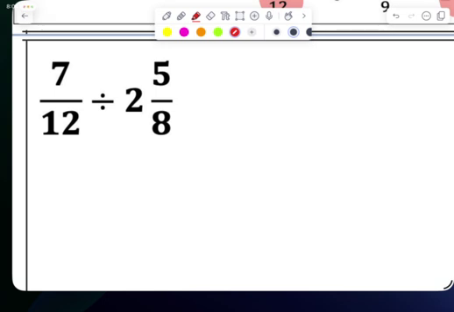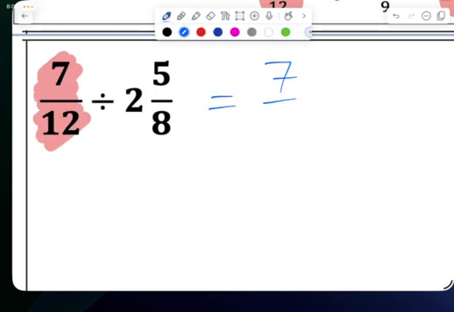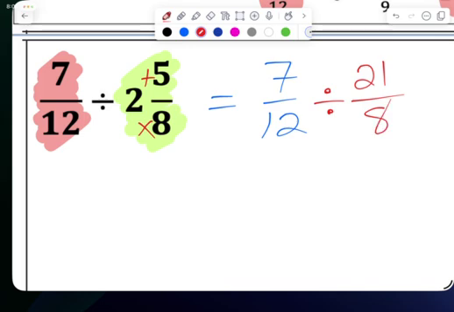This is a trick one. This is why I'm doing this one last. Do you notice that this is not a mixed number? It's already a fraction. So just keep it the same. 7/12. Then I'm going to look at the second number, 2 5/8. That one is a mixed number, so I'll put in my times and plus. 8 times 2, add 5. 8 times 2 is 16, plus 5 is 21. So divide by 21 over 8.